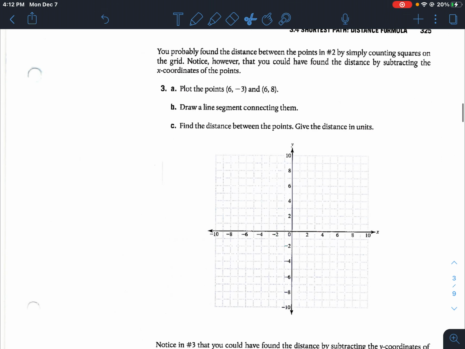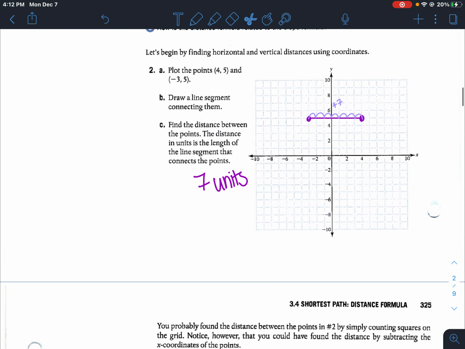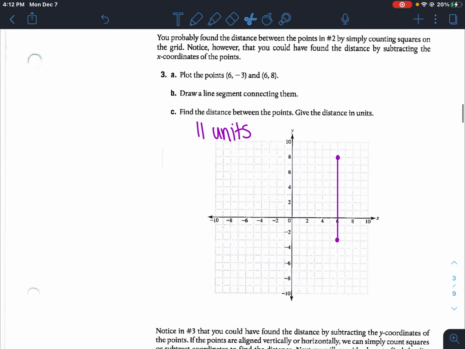Next one, again, I did backwards. I accidentally gave the answer first. But plot our points, (6, -3) and (6, 8). Draw a line segment to connect them. This is a vertical line versus a horizontal line, but the process is still the same. We're going to find the distance between those points, give the distance in units. So if I count all the little boxes in between them, that's 11 units in between those 2 different points. So the distance in units is just 11 units.